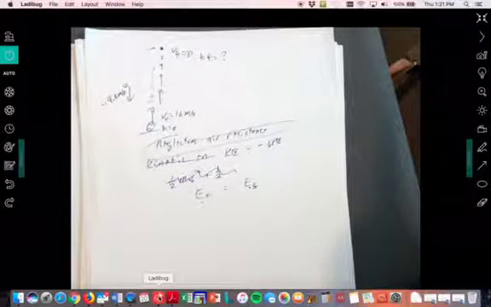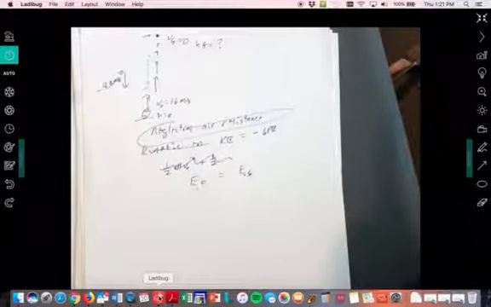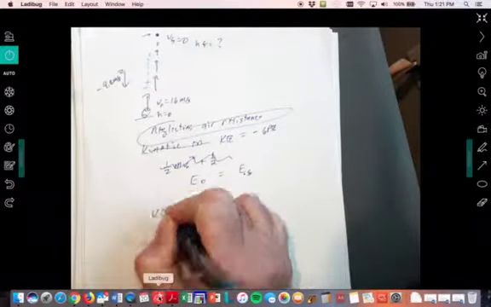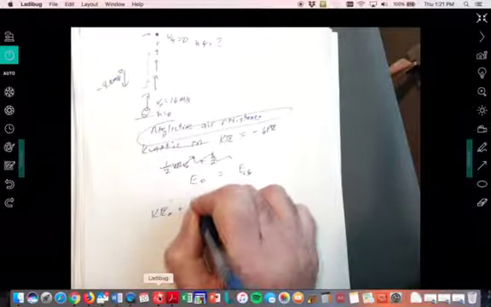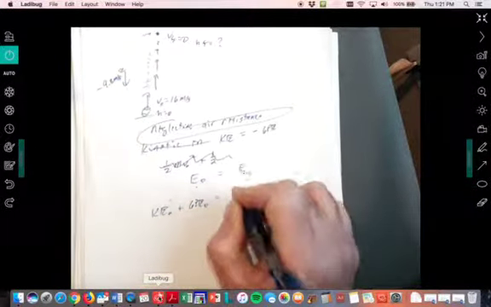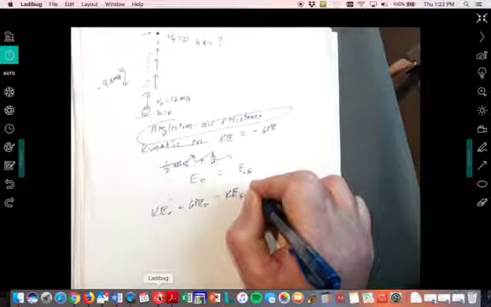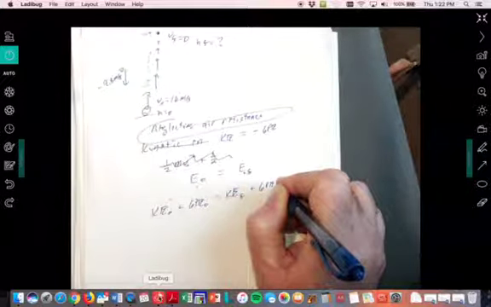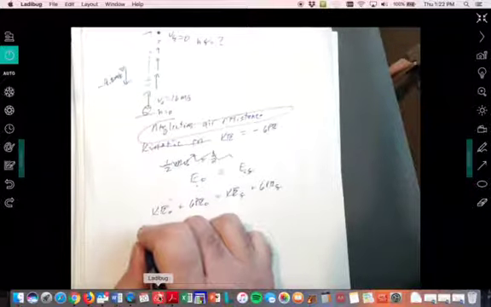Okay, we're back here. So the energy before equals the energy after. What's the energy before? Well, it's got kinetic energy before, and it's got its gravitational potential energy before, and this is equal to the kinetic energy after plus the gravitational potential energy after, final. All right. Well, let's put in the equation.